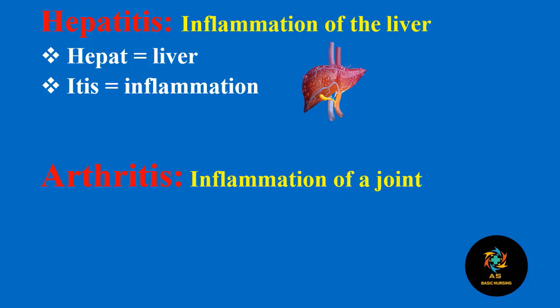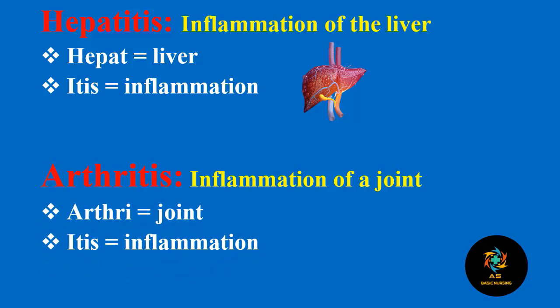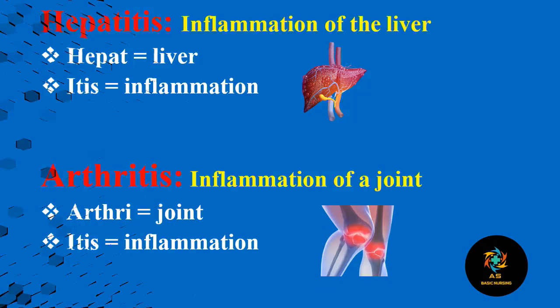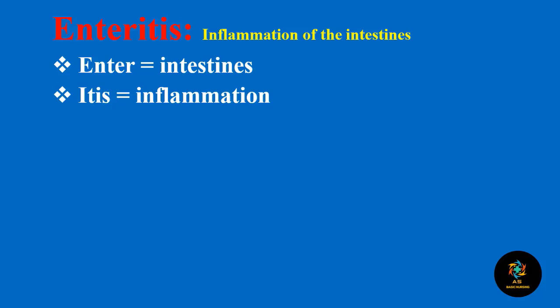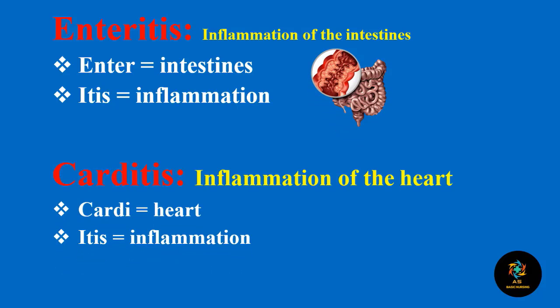Arthritis is our next example. Arthritis is the inflammation of a joint. Arthro meaning the joint and itis meaning inflammation. Enteritis. Enteritis is the inflammation of the intestine. Enter meaning intestines and itis meaning inflammation. Carditis is our next example word. Carditis is the inflammation of the heart. Cardi meaning the heart and itis meaning inflammation.